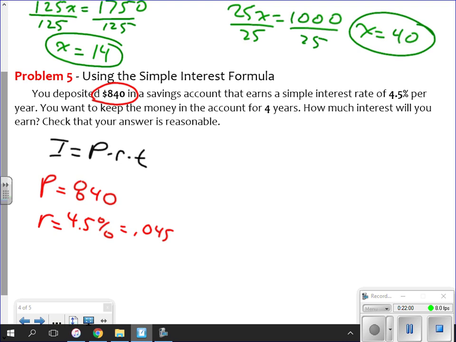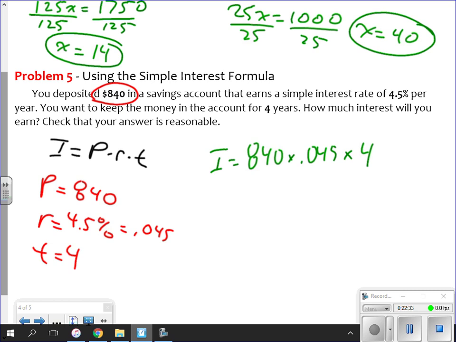How much time am I going to be doing this for? 4 years. So if I want to know my interest, it's very easy. My interest is my principal times my rate times how long I'm doing it for. That's it. You identify those three things and multiply them together. The most typical mistake is forgetting to convert your percentage to a decimal.